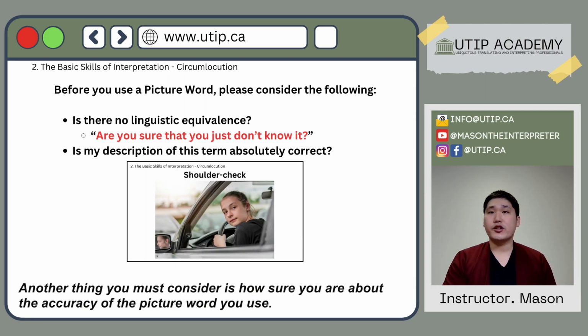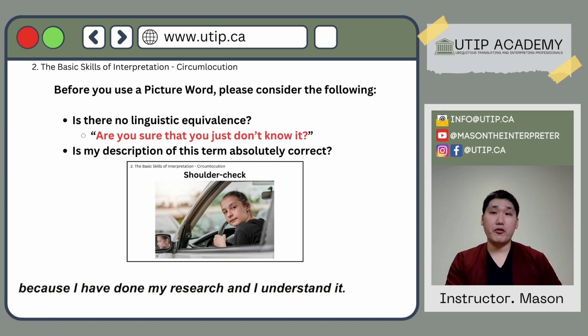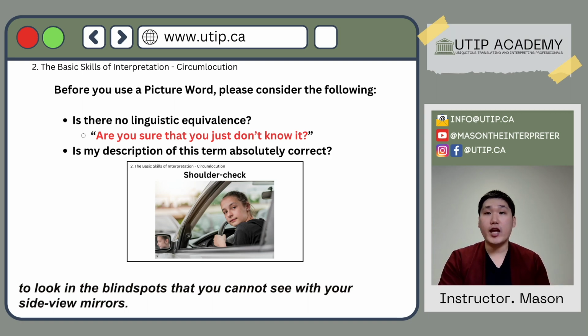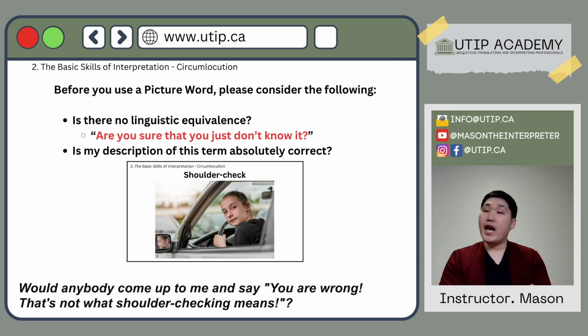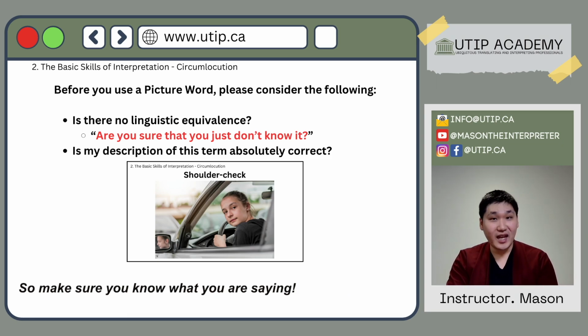Another thing you must consider is how sure you are about the accuracy of the picture word you use. When I use a picture word for a term like shoulder checking, I know I am absolutely correct because I have done my research and I understand it. A shoulder check when you're driving a car means you are turning your head to check over your shoulders to look in the blind spots that you cannot see with your side view mirrors. Would anybody come up to me and say, "You're wrong. That's not what shoulder checking means"? No, I don't think so. I personally think this is just one of those things that if you know, you know. So make sure you know what you are saying.